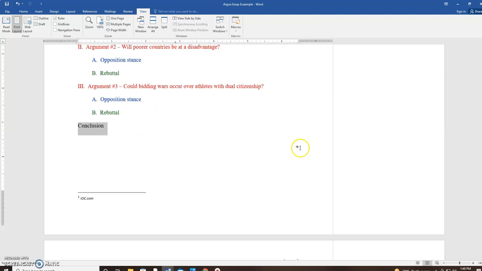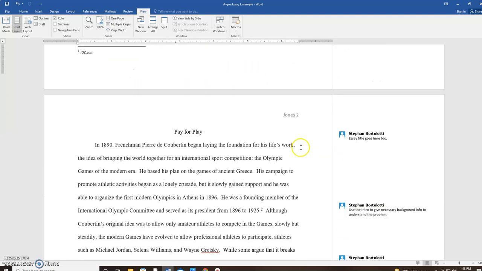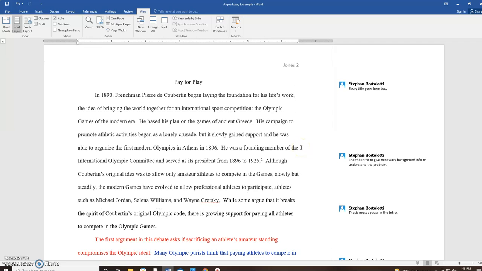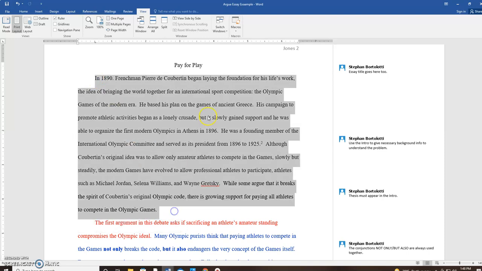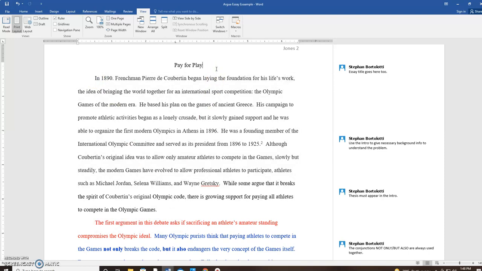Moving on down then to the essay itself. Use your introduction paragraph as a tool to introduce any necessary background information to the question. Any background information necessary for the reader to understand why this is even an issue. You don't want to waste time in your essay talking about background information. Okay, save the essay itself for the main arguments.